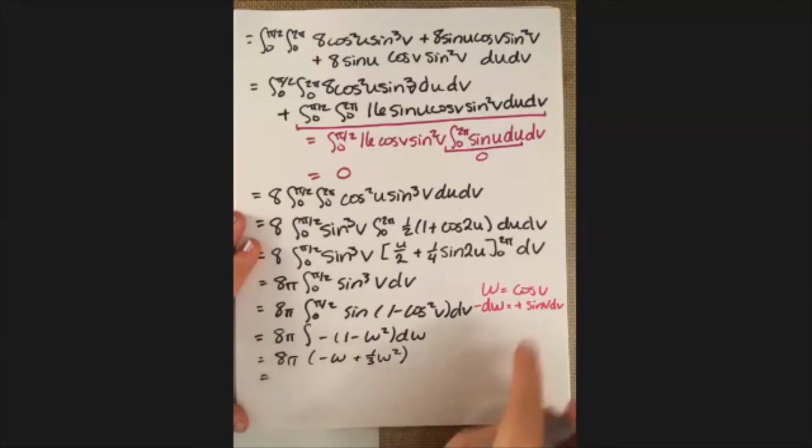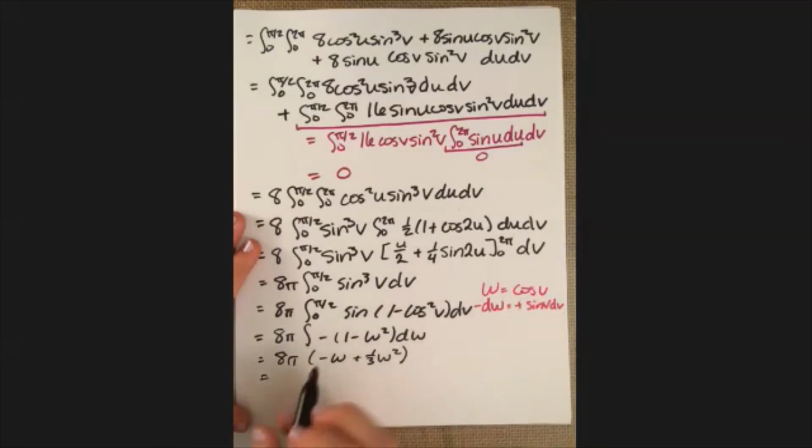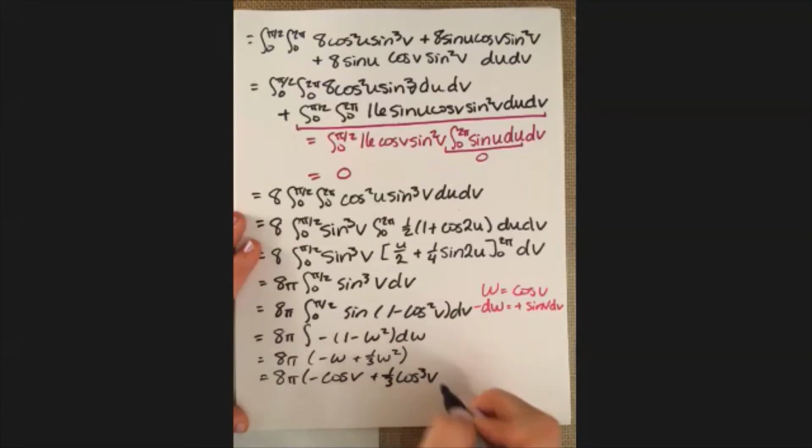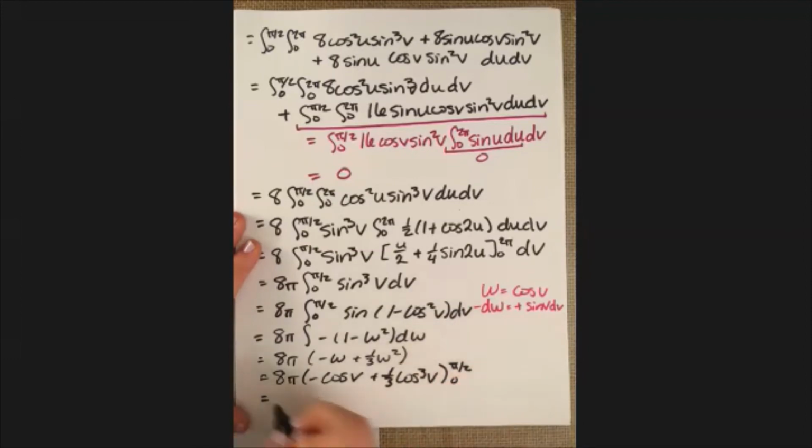And then at this point, I'm going to plug back in my cosine of v, that way I'm not worried about what my bounds have to be. Cosine v plus 1/3 cosine cubed v, evaluated from 0 to pi over 2, which is ultimately just going to give me 16 pi over 3.